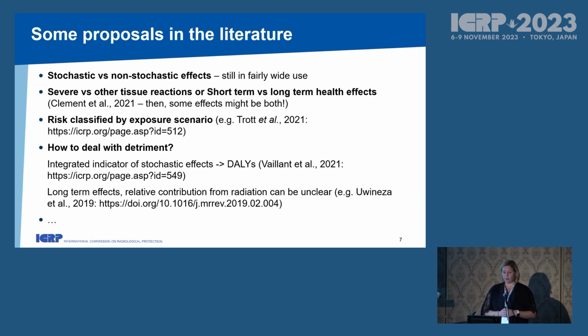It's also been proposed that risk is classified by exposure scenario. Could be a very different way of looking at it, and then we'd have a lot of different classifications. And a key point here also is, as has been mentioned, how we deal with detriment. So currently we look at detriment only for the stochastic effects, or the currently determined stochastic effects, but it's been proposed by one of our chairs, Ludovic, that we might look at disability adjusted loss of life years and life years living with disabilities. That's quite an interesting concept.